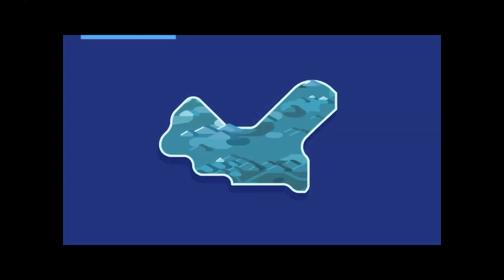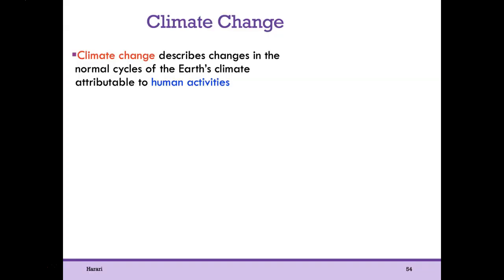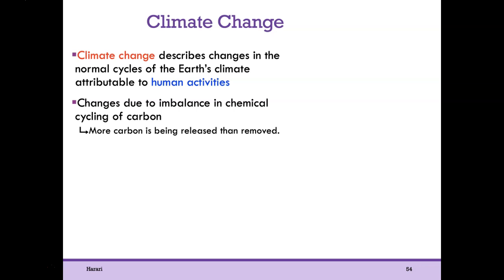It's very important. Another huge issue is climate change, which describes changes in the normal cycles of the Earth's climate that are attributable to human activities. So, of course, climates change. Ecosystems always change. That's a natural part of life. But when we talk about climate change, we're talking about disruptions to the normal cycles that are due to human activity. And these changes are normally due to an imbalance in the chemical cycling of carbon.